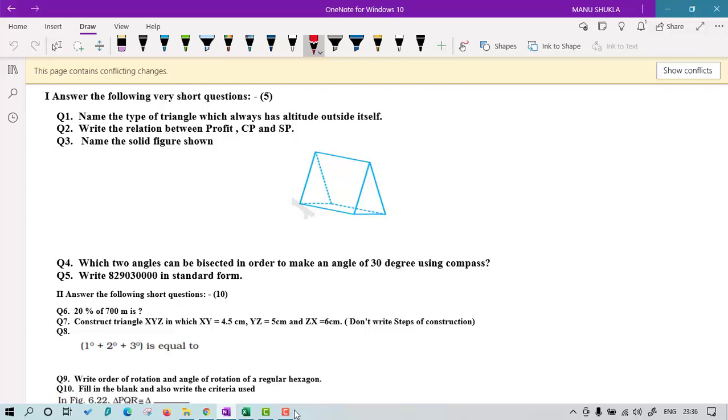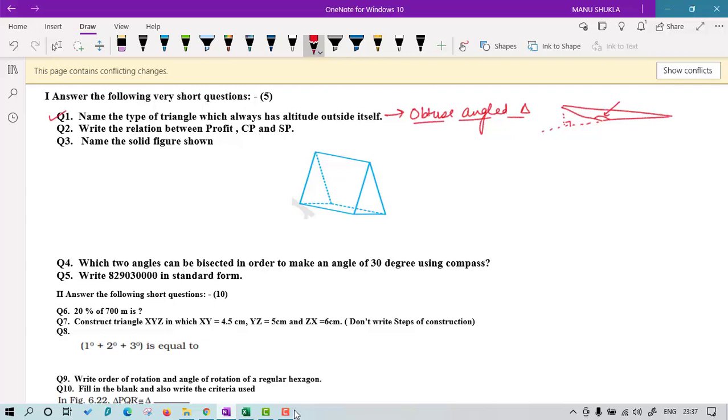The first question was, name the type of triangle which always has altitude outside itself. The answer is obtuse angle triangle, because you can see in the case of any obtuse angle triangle, suppose this is the angle which is obtuse angle. You can see if you want to draw an altitude, it is coming outside the triangle. So in this case, the answer is obtuse angled triangle.